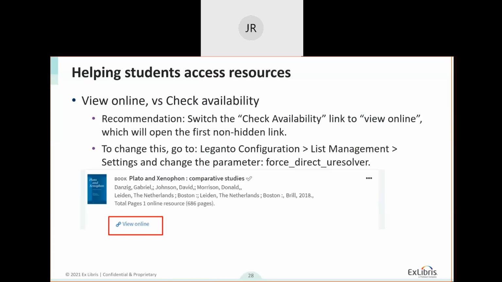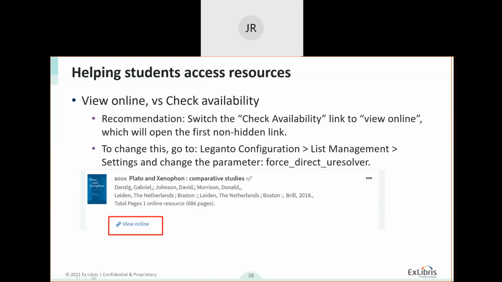I usually recommend that you have the view online option, which takes you to the first link, the first non-hidden link. It's one less click for students. It's easier for students to get to these resources. That's ultimately what it comes down to. Students don't tend to care that there are 3 different providers for this resource and I can select one of them. They just want to read whatever it is that they have to read for their course. So this is usually my recommendation for this setting.